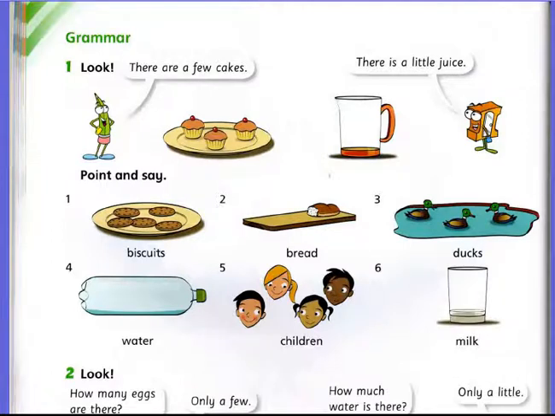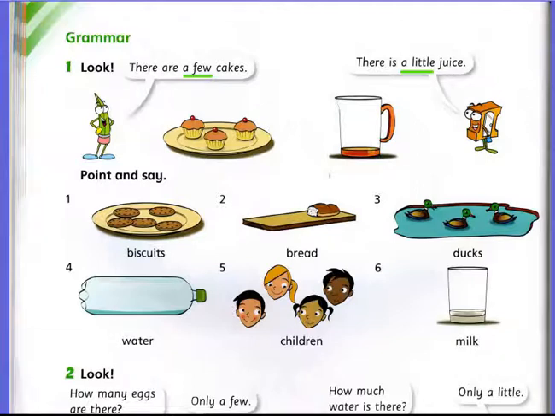There are a few cakes. Let's underline a word. A few. This sentence, there is a little juice. Excellent. Underline the word a little.